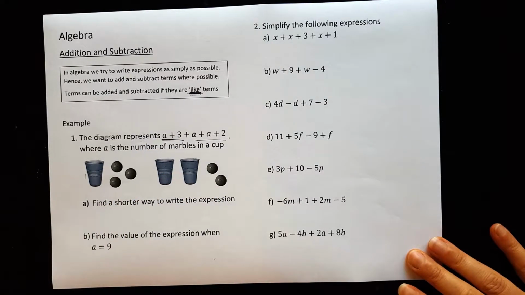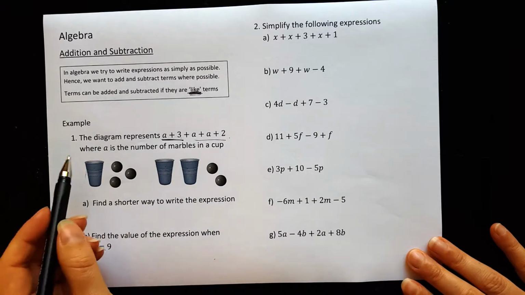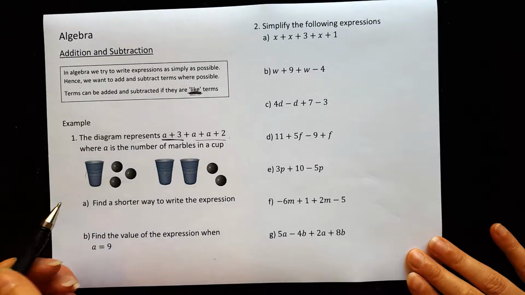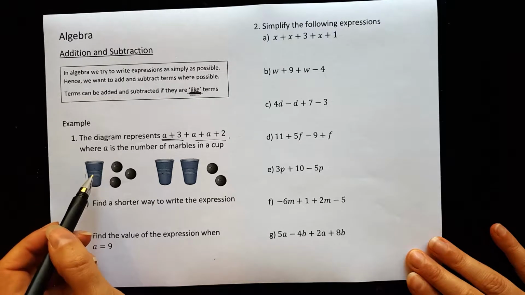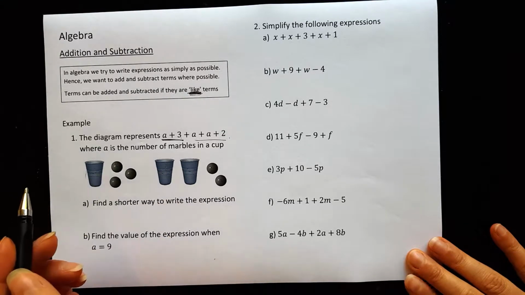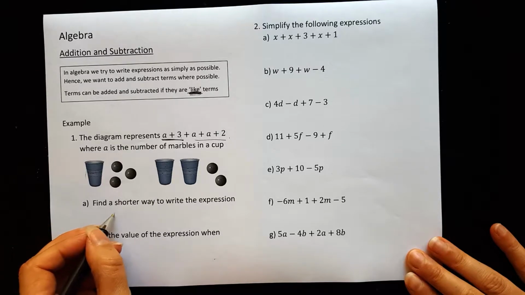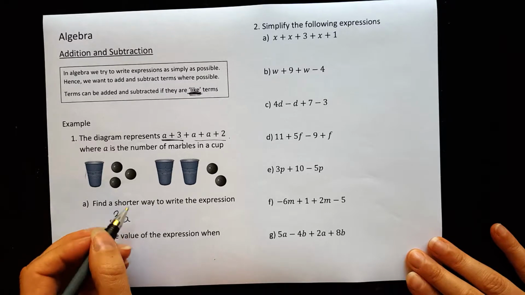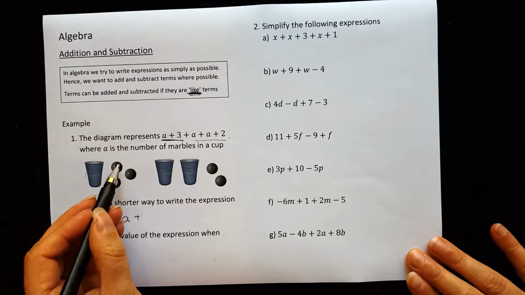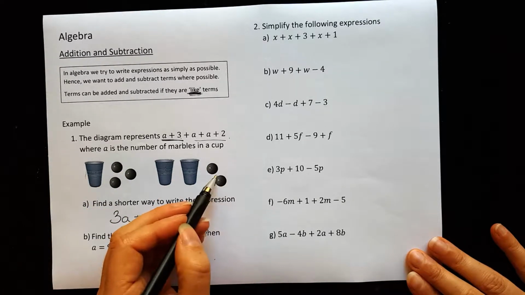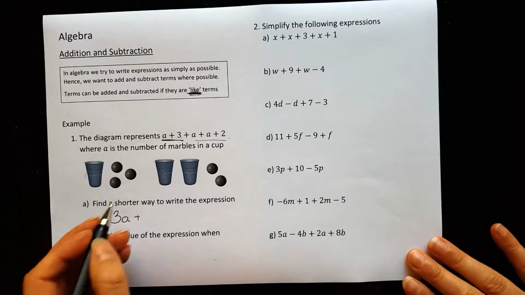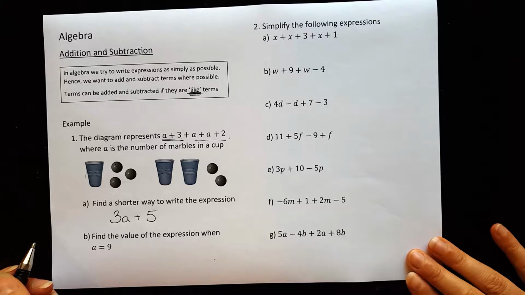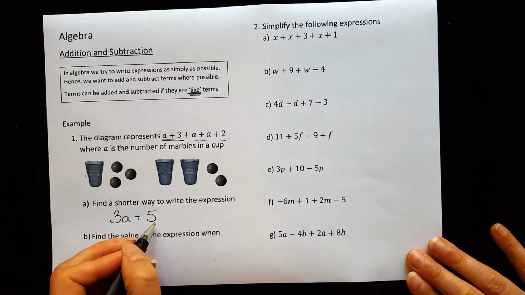So it makes sense that if all these cups have a marbles in them, I really just have 3 cups of marbles. So I could write that as 3a for 3 cups of marbles, plus, instead of having 3 loose ones here and 2 loose ones there, a total of 5 loose marbles. So that is a shorter way to write it.